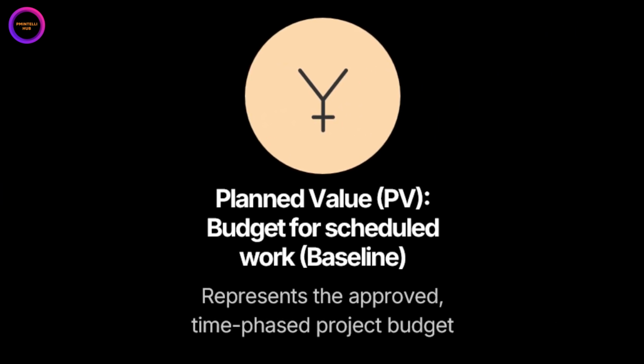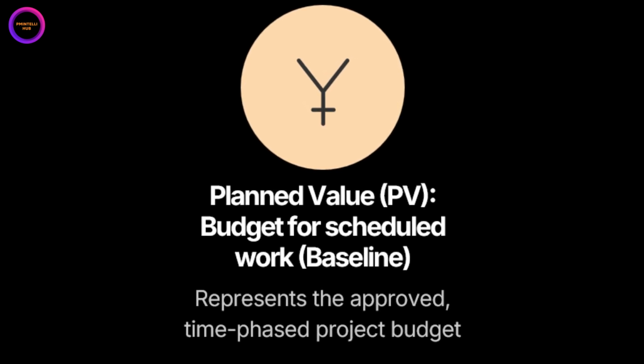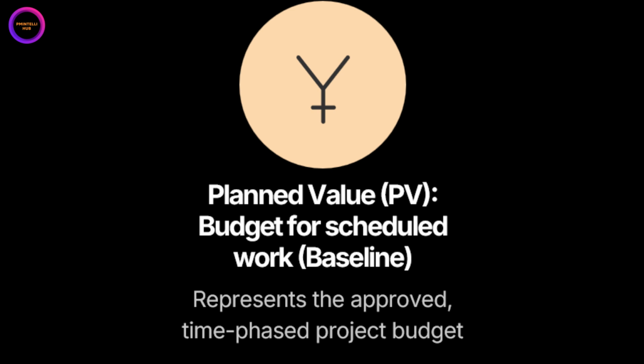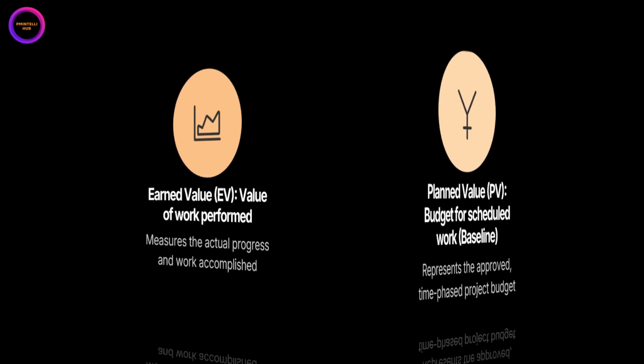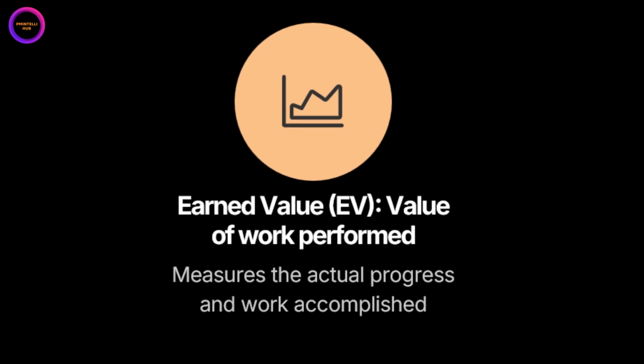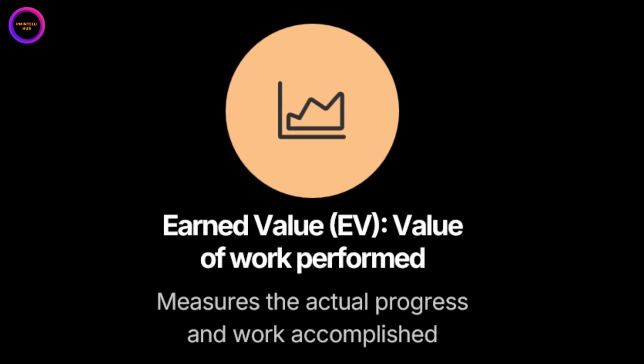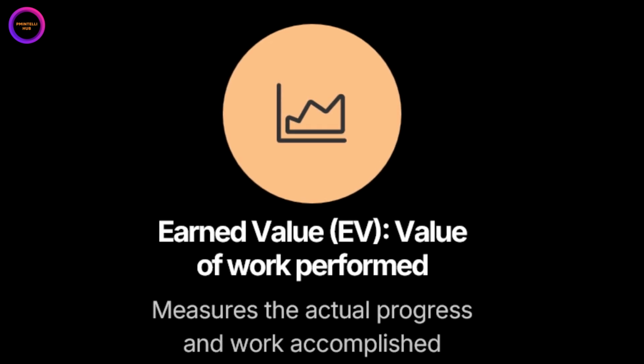This is the authorized budget assigned to the work scheduled to be completed. Think of it as your plan or your baseline. It's where you should be at any given point in the project. Next, there's earned value, or EV. This is the value of the work that has actually been performed and accomplished. It represents your real progress in dollar terms.